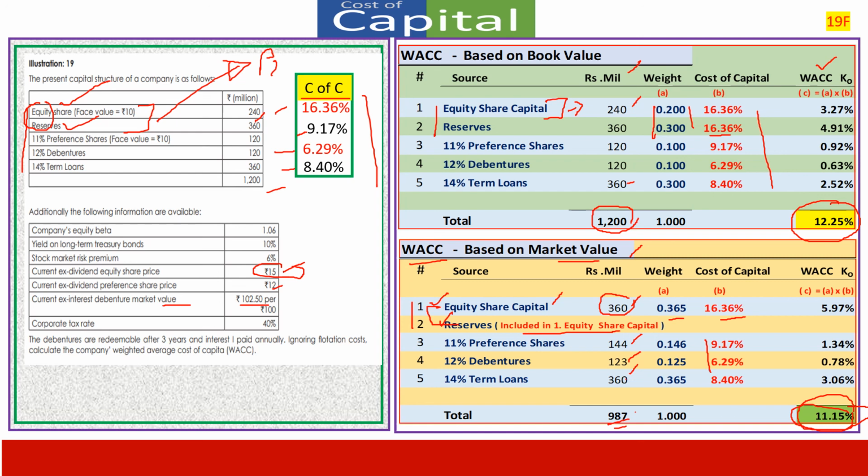And this principle of, in one of our earlier examples, we have prorated this value between these two in the original ratio of equity share capital and reserves. It is not required to be done because we can just say equity share capital based on the market price. Market price is for the equity shares and reserve has to be a part of equity share capital. And that is the solution to illustration number 19.